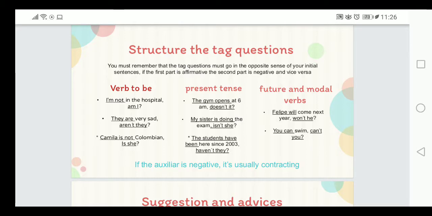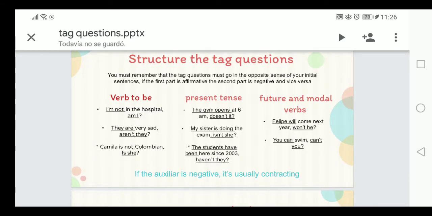Am I? My sister is doing the exam, isn't she? This is a present continuous. So the auxiliary is in this case, but in negative because the first sentence is in positive. Isn't she? Felipe will come next year, won't he? As you know, we need to replace the subject, in this case Felipe. In the tag question, we need to use the pronoun and the won't he.